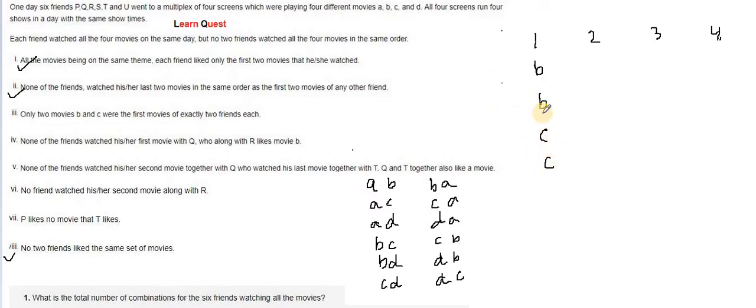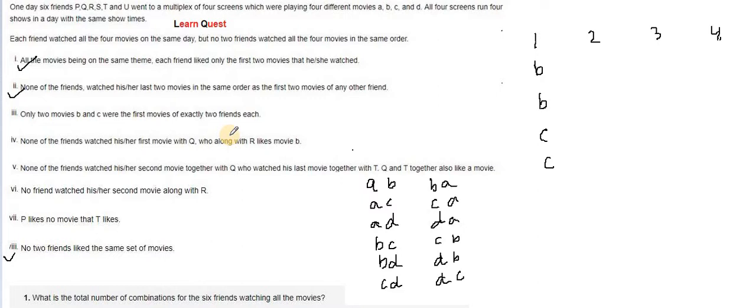Now the rest are not B and C. So how many friends are left? 1, 2, 3, 4. Two more friends are there. So for one of them it will be A and for one of them it will be D. Okay. So I'm not writing that as of now.